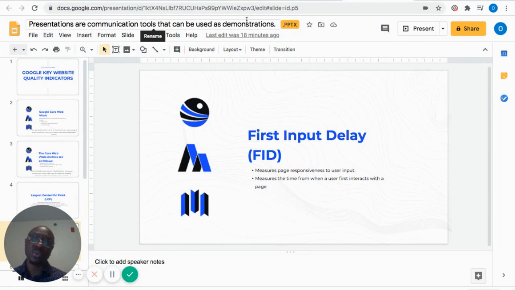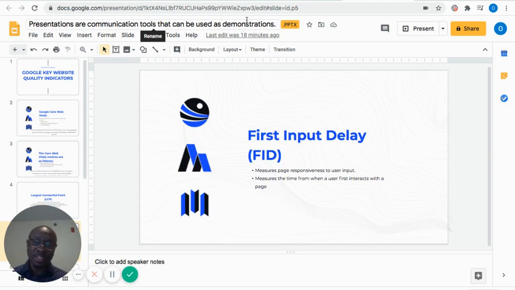So we're going to go to the first input delay. So what does that mean? This is also one of those ranking factors in the Google algorithm updates. We're talking about the page responsiveness when the user is actually searching for information. So first input delay measures your page responsiveness when the user is inputting either a keyword, trying to get information on your site.